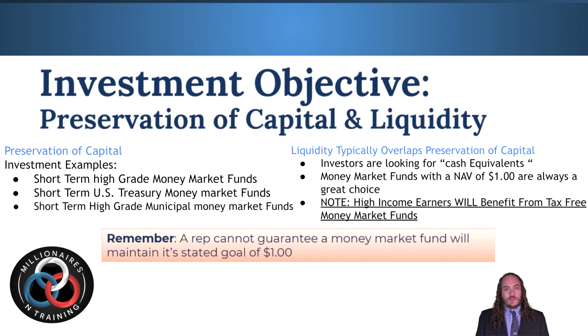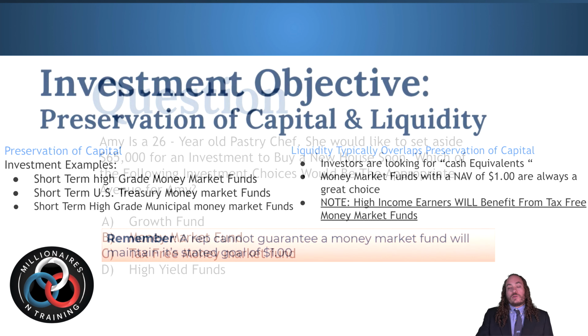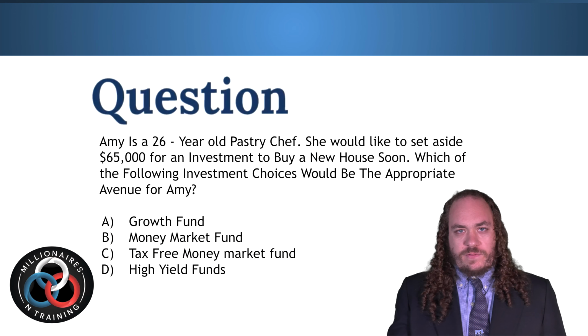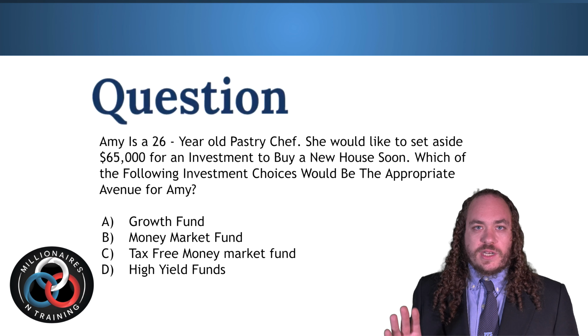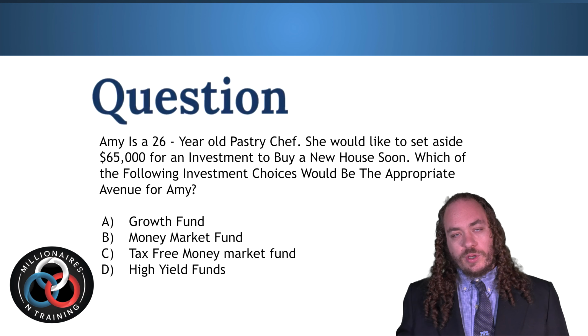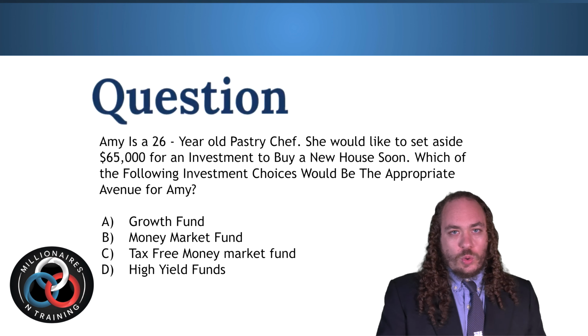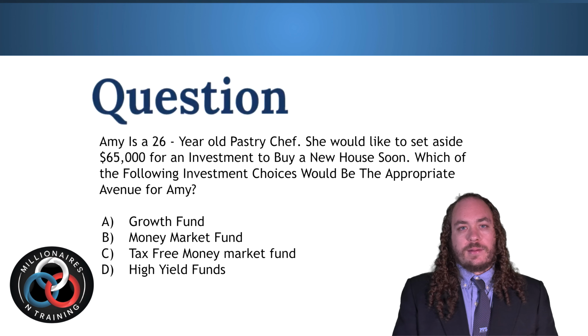The higher your tax bracket is, the more beneficial tax-free investing will become. So remember, a registered rep cannot guarantee a money market fund will maintain its stated goal of retaining $1 for the NAV. I know you're wondering, Colin, can we look at a question related to this? Of course we can. So Amy is a 25-year-old pastry chef, and she'd like to set aside $50,000 in an investment to buy a new house soon. Which of the following mutual funds would be the best option for Amy?